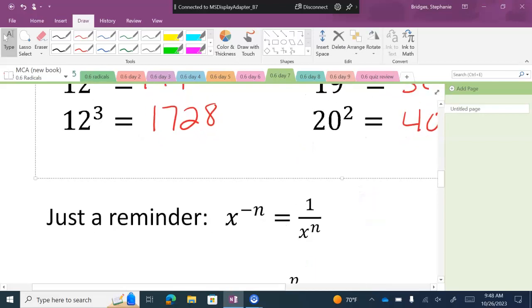Okay, just a reminder, because we've talked about this before. If I have some base to a negative exponent, that changes its location, not its sign. Remember, we did our exponents, and we would always write them without negative exponents. So x to the negative n would be 1 over x to the n. It changes where it is in the fraction. It doesn't change the value of it.